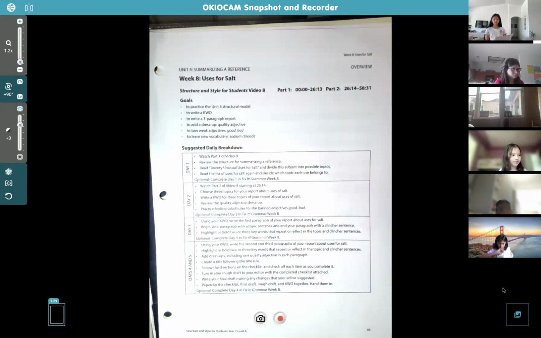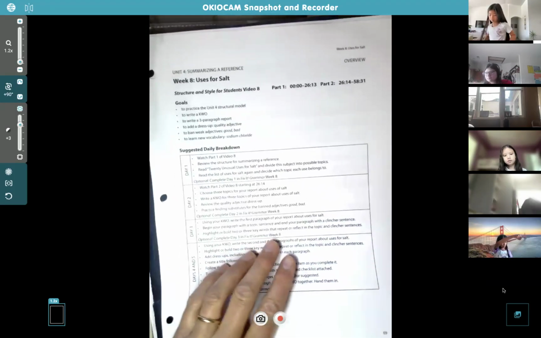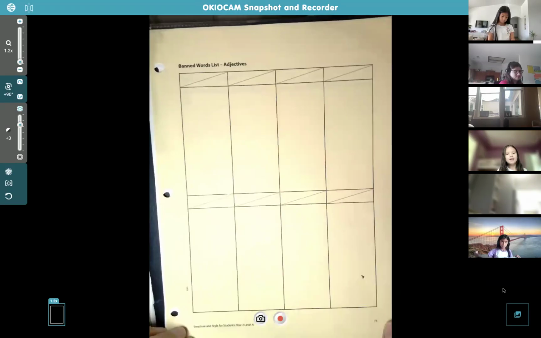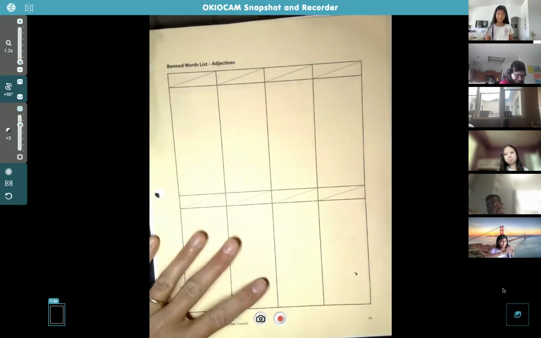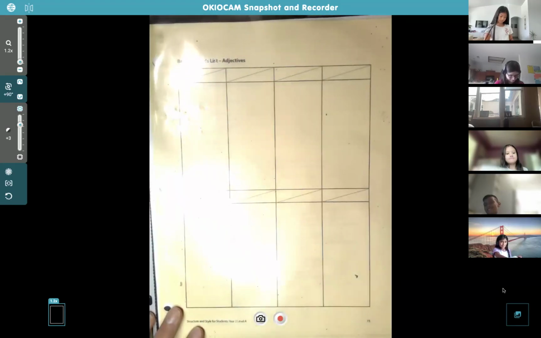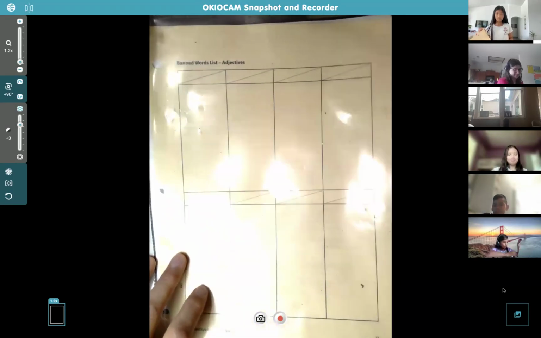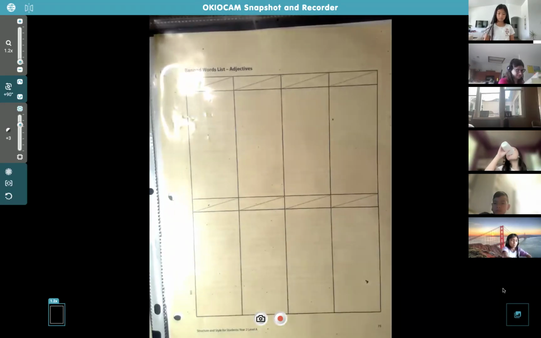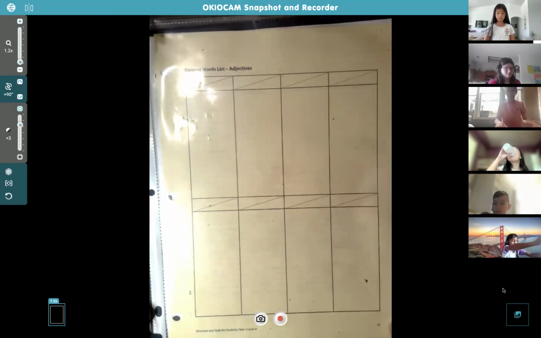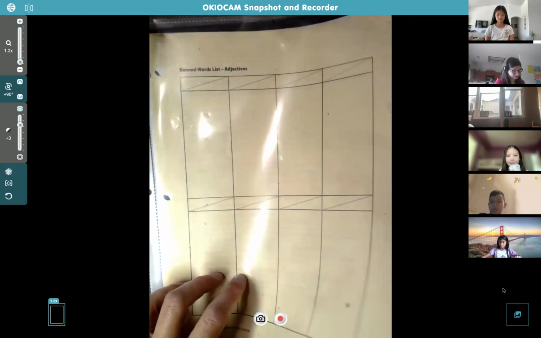So let's look at, we have a new tan page here. Let's look at that one. And guess what? We have more banned words. Wah, wah, wah. That's okay. We can handle it, right? Easy peasy cheesy. Now, our other banned words page is blue. Remember that one? We worked on that a couple weeks ago. Those were verbs. This one is actually going to be adjectives.